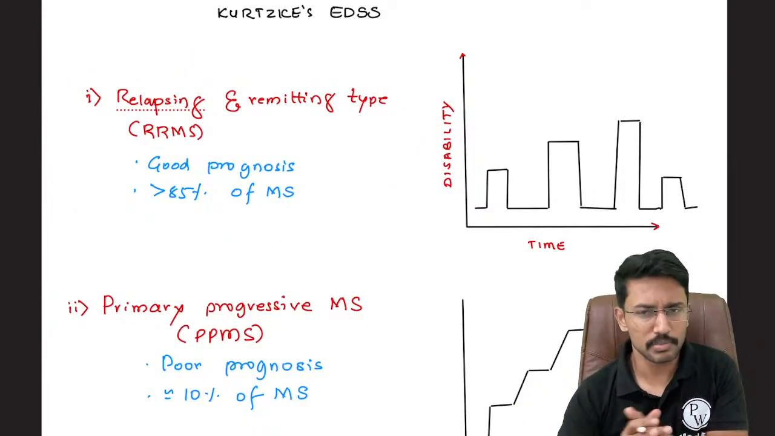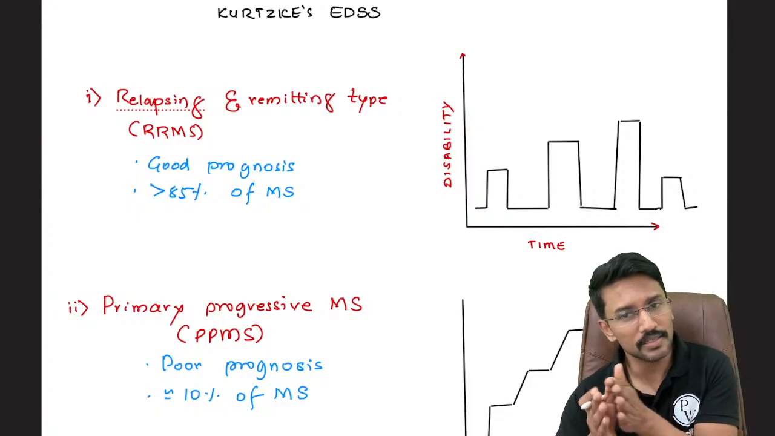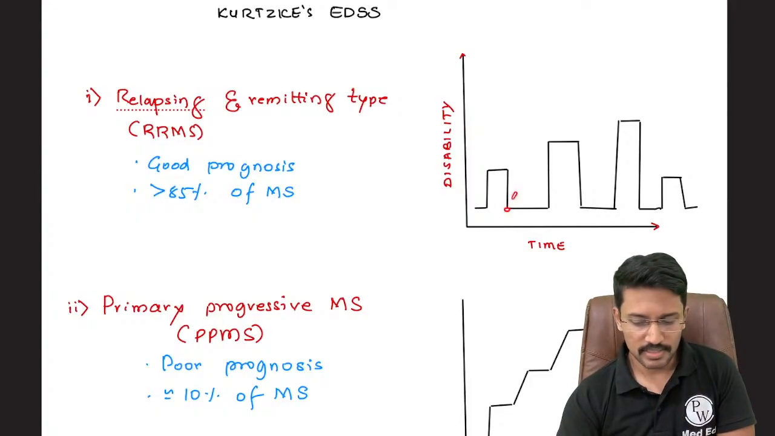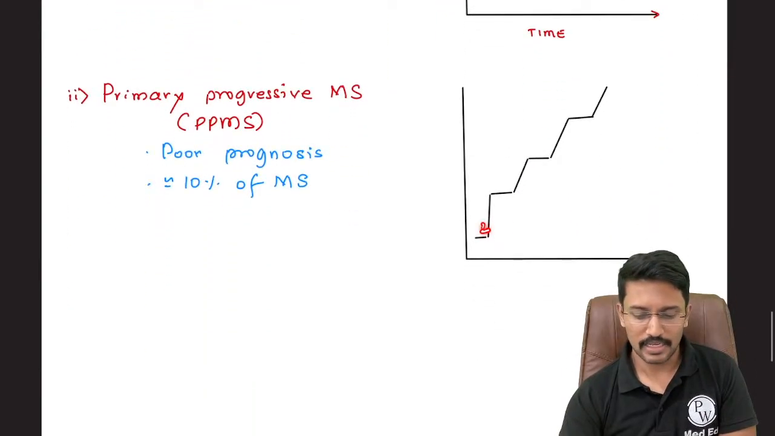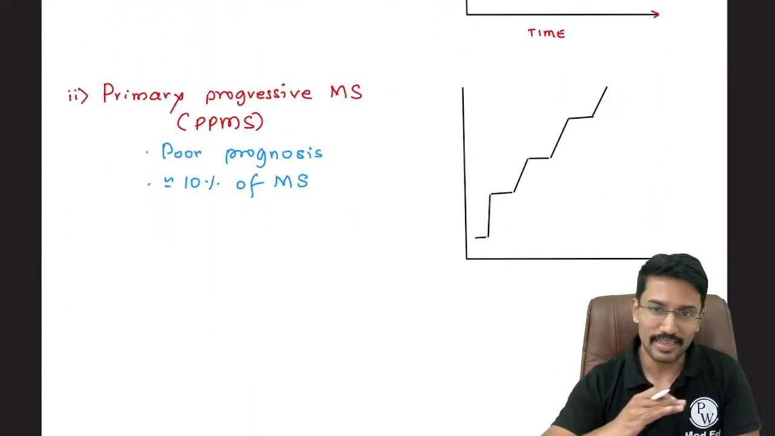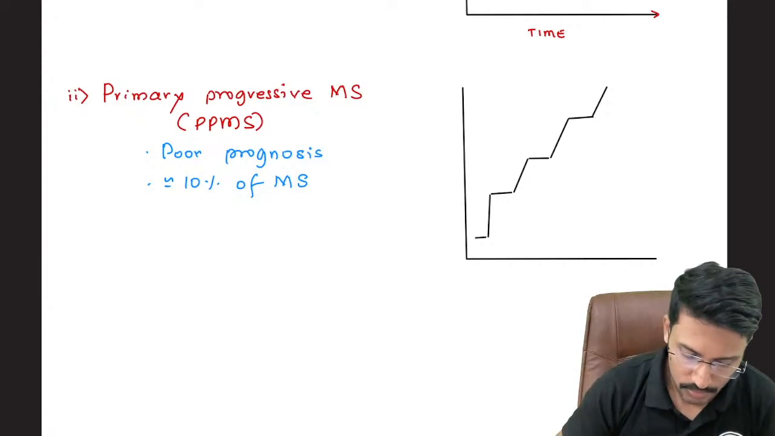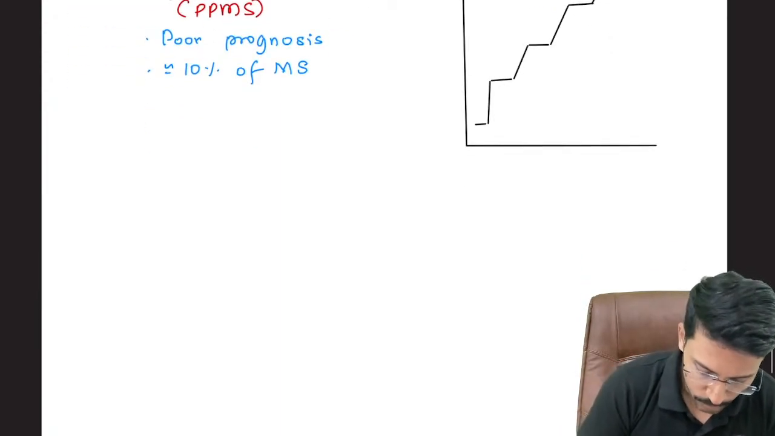Until that, we will not call it multiple sclerosis. But every time it happens, the patient is making good recovery, so his disability comes back to baseline after every episode. But here, it has never touched the baseline. Disability is just increasing, right? In such cases, we are going to call it primary progressive.